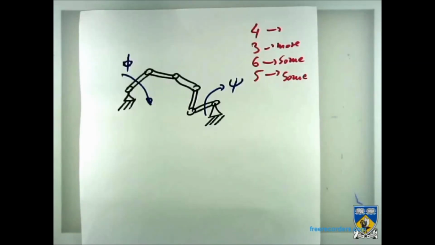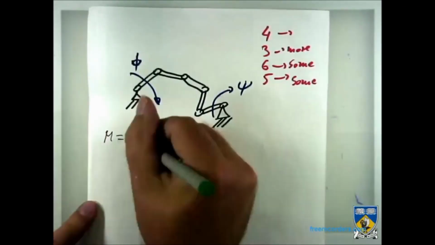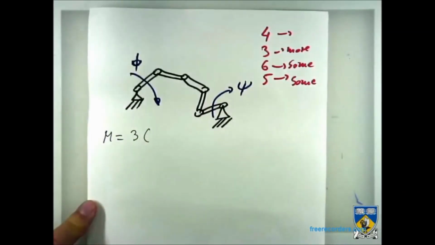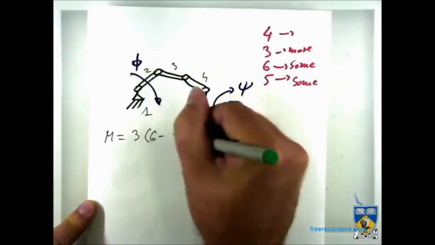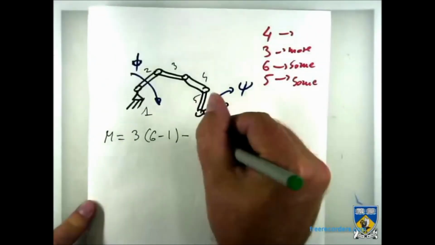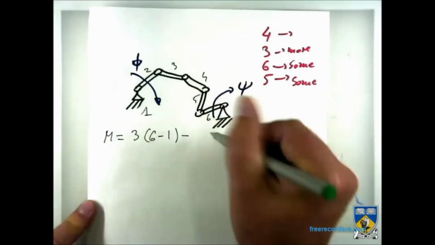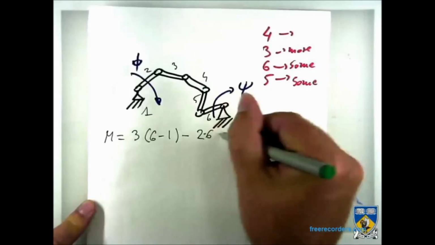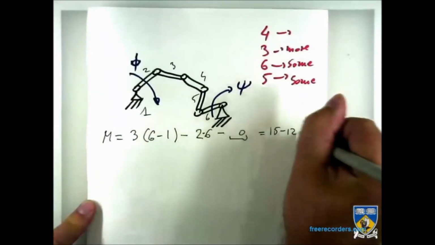Okay? So this is the thing that requires the user to refrain from thinking. So we have, for this one, m equals 3 times, how many links? 1 for the ground, 2, 3, 4, 5, 6. 6 minus 1. Take away how many F1 type joints, single degree of freedom joints? 1, 2, 3, 4, 5, 6. 6 times 2. And here nothing. Okay? Which is 15 minus 12, which is 3. Okay?